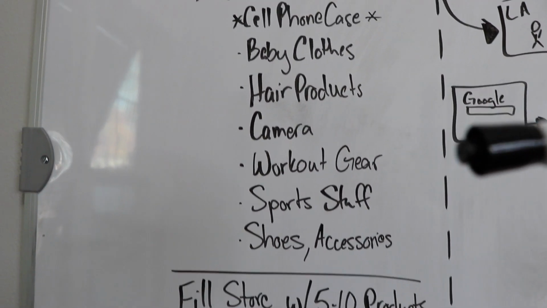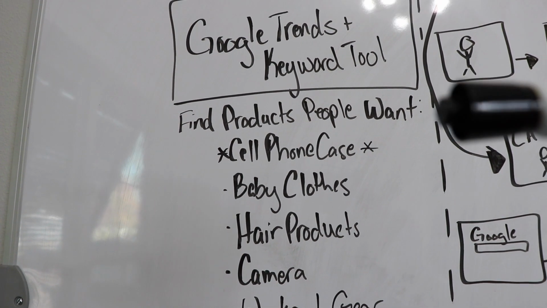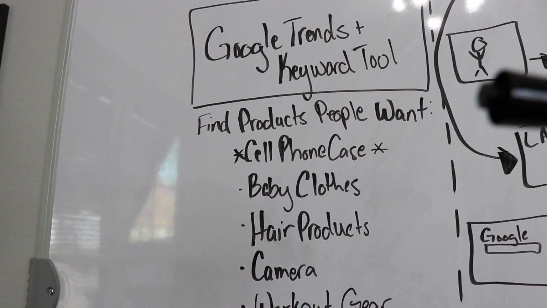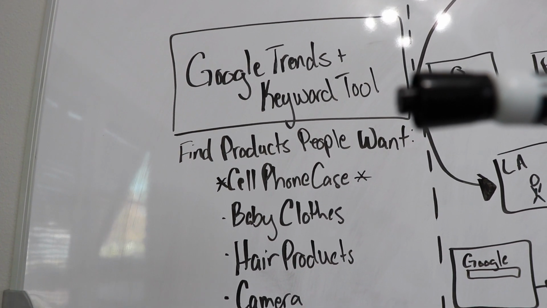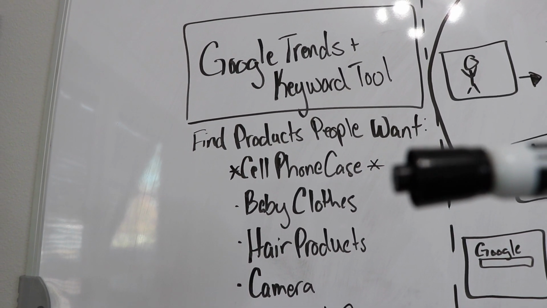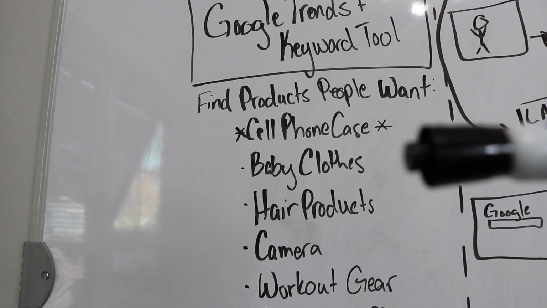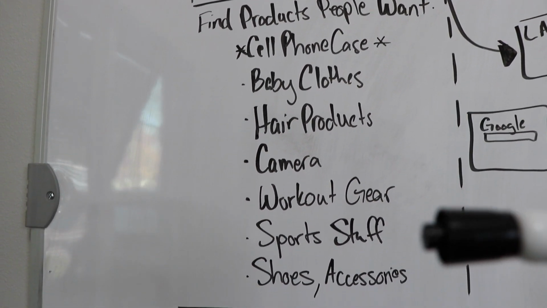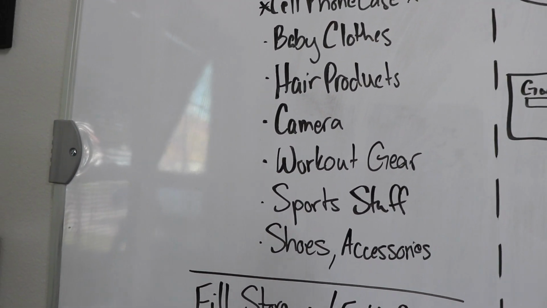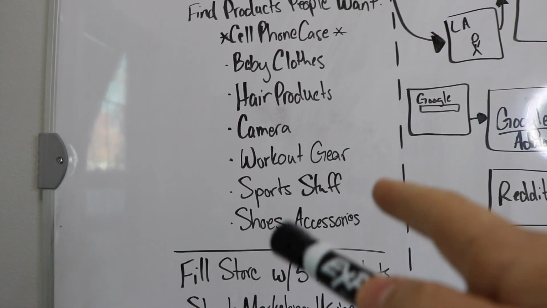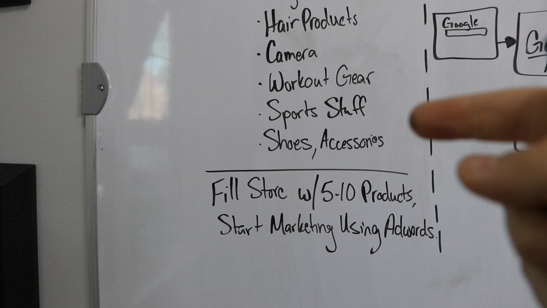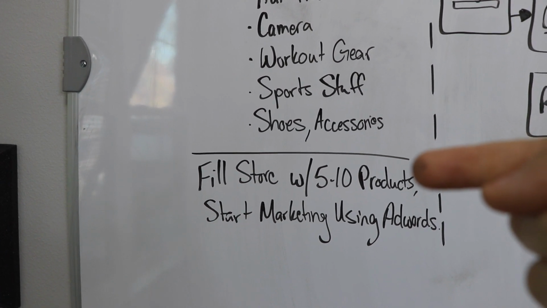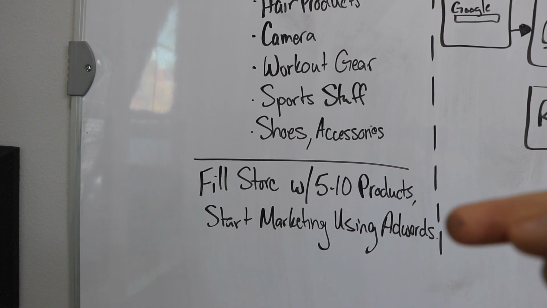So go to Google, and let's say that you want to sell cell phone cases. Look up iPhone 5 cases and see what Google's keyword tool suggests that other people are searching for, and then fill your store with that. Same thing with baby clothes, hair products, cameras, workout gear, sports stuff, shoes and accessories. These are all things that people are most likely searching for right now. So this is a good place to get started. Then fill your store with 5 to 10 products and start marketing using AdWords.